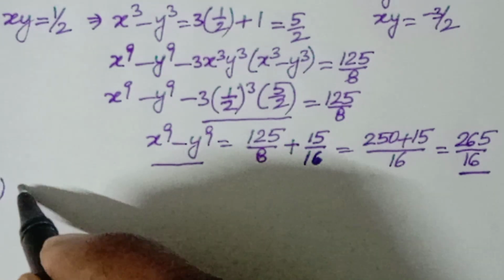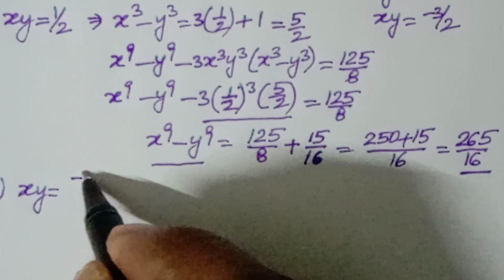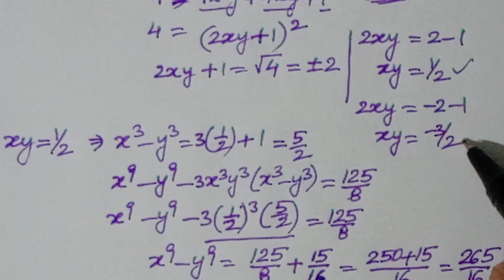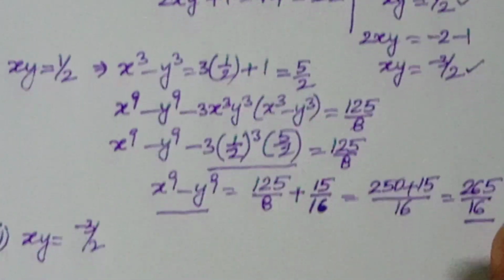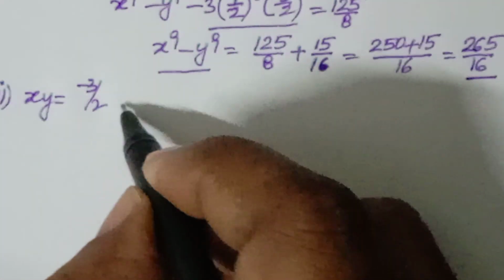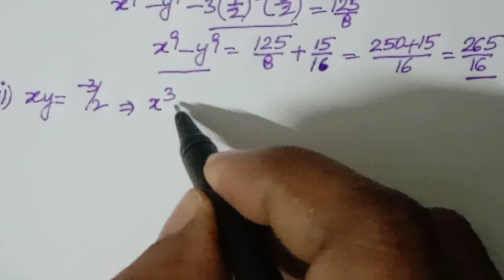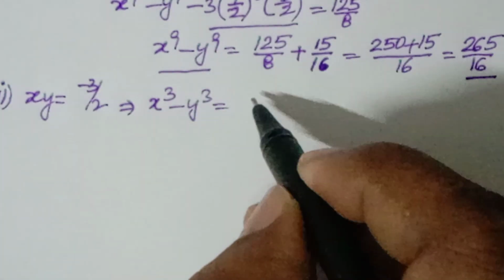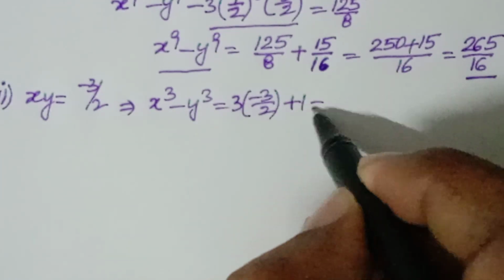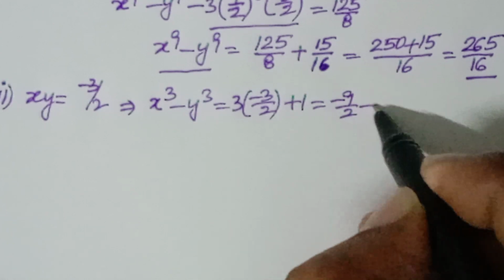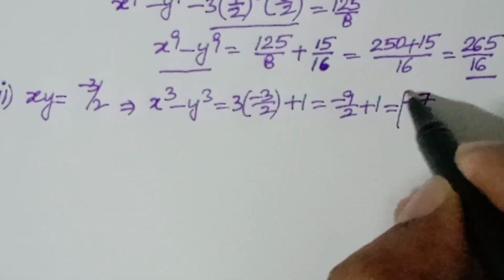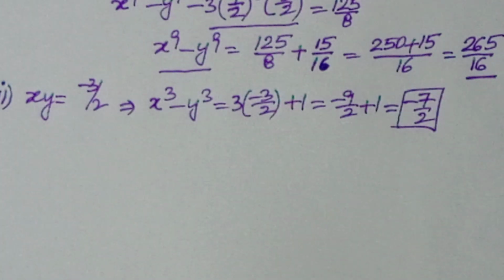So in this case 2, xy value is minus 3 by 2. So you got xy value here 1 by 2 and minus 3 by 2. So you are taking the second case, 3 by 2. So what you are getting here? X cube minus y cube is equal to 3 into minus 3 by 2 plus 1, minus 9 by 2 plus 1. You will get minus 7 by 2. Now cubing on both sides.